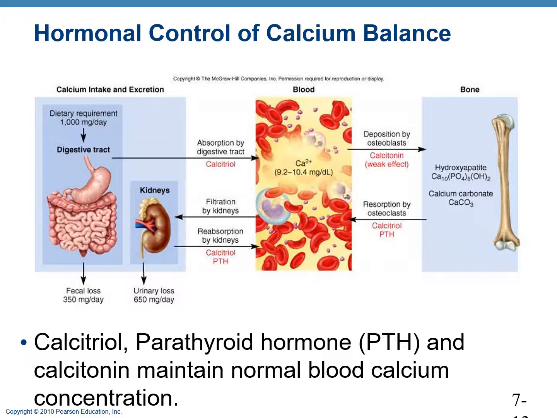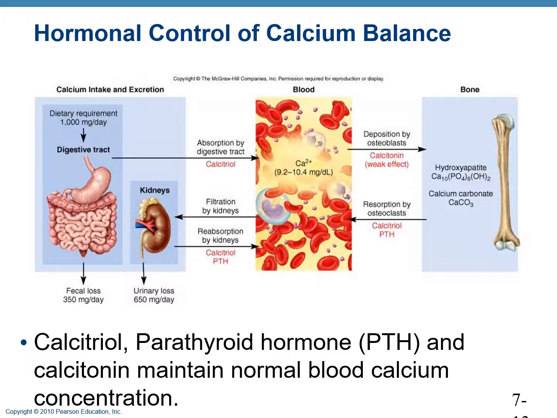Also by increasing calcium resorption from the skeleton. Again, you're going to see that arrow going to the bloodstream from the bone. So increasing calcium resorption from the skeleton, and also promoting calcium reabsorption by the kidneys. So again, you're going to see that arrow leading away from the kidneys to the blood supply. So calcitriol, again, the most active form of vitamin D, it's going to increase the blood calcium concentration.